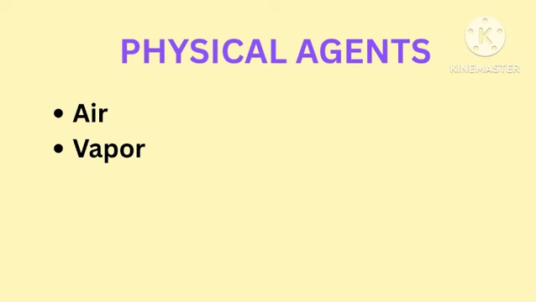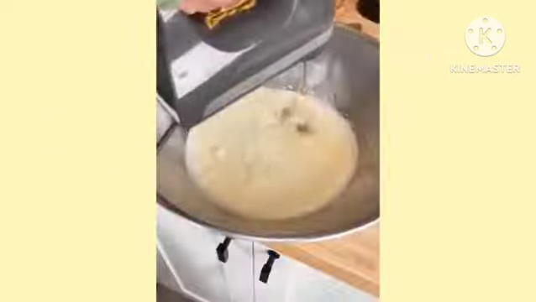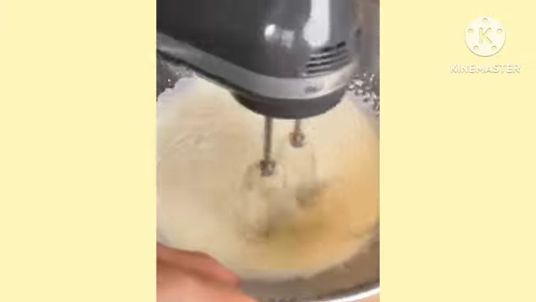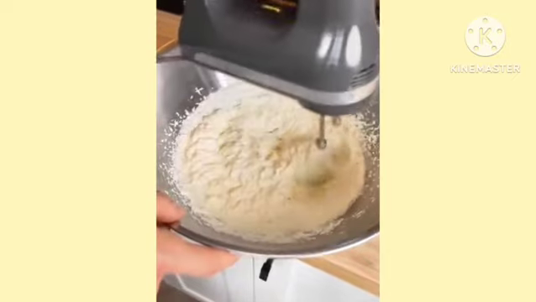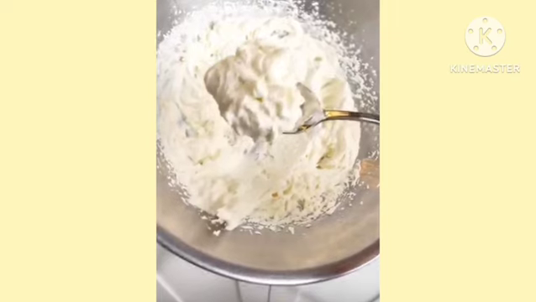Physical leavening agents are not chemicals or microbes. Instead, they rely on air and steam to make baked products rise. Air gets incorporated during mixing, beating, or whipping. For example, when we cream butter and sugar or whip egg whites, tiny air bubbles are trapped in the batter. These bubbles expand in oven heat, giving lightness to cakes, meringues, and souffles.